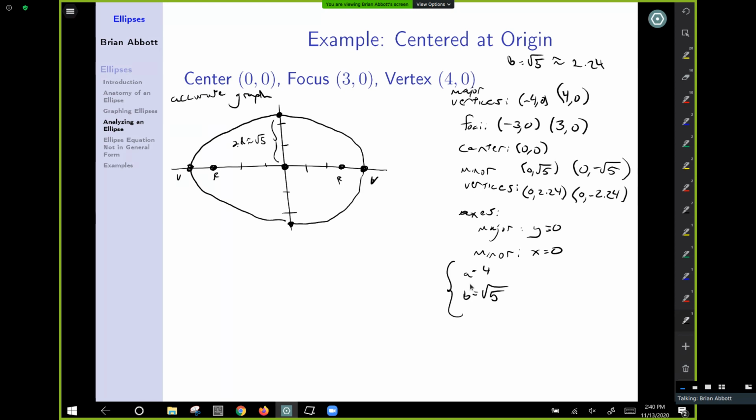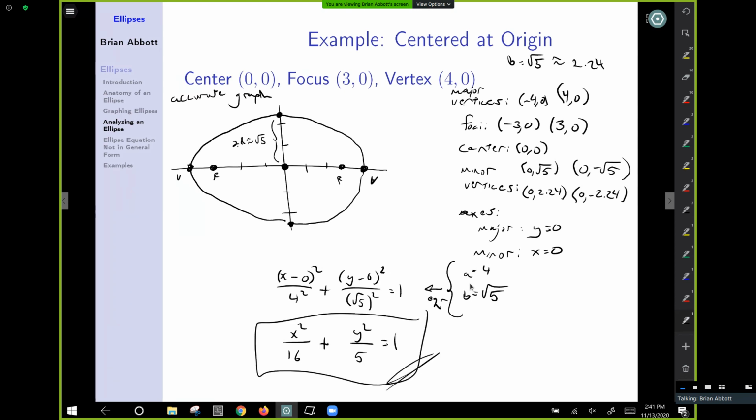Okay, so let's now use this information to come up with the equation. Well, the equation is x minus the x coordinate of the center, x minus 0, squared over a squared, well, a is 4 squared, plus y minus the y center coordinate, which is also 0 since it's the origin, over b squared, so root 5 squared. Equals 1. Simplifying this, we come up with x squared over 16 plus y squared over 5 equals 1 as the equation for this ellipse.